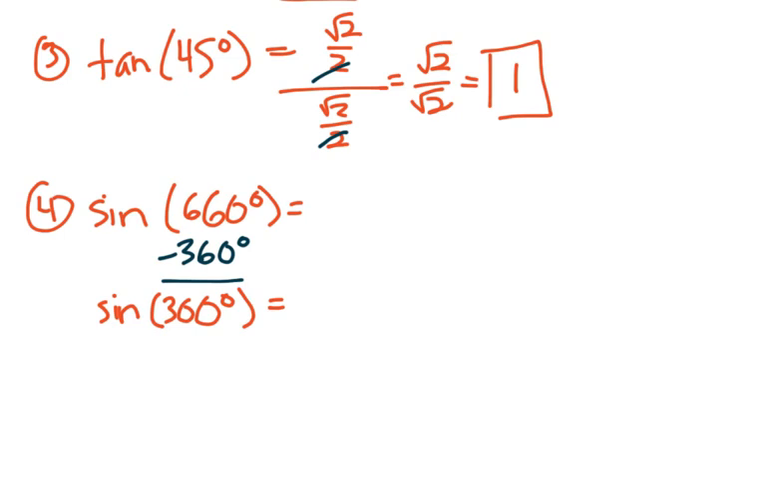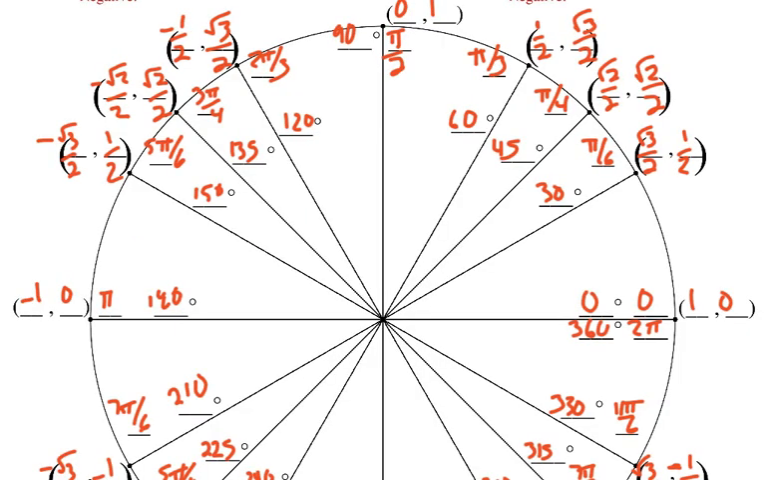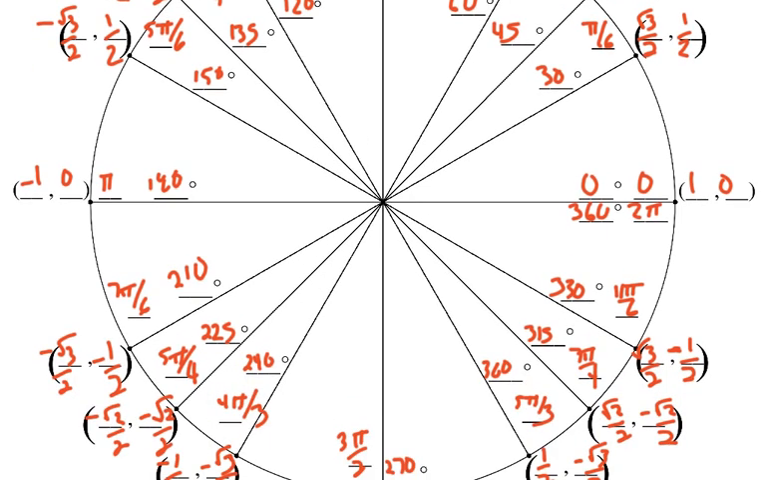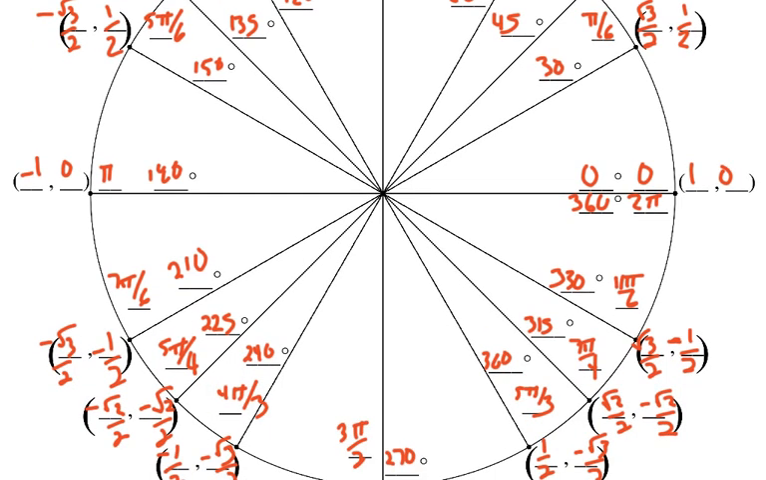So sine is the y value, so I'm going to go to 300 degrees. And again, my handwriting is not the best on here. 300 degrees. And I look at the y value, and this is negative square root of 3 over 2.